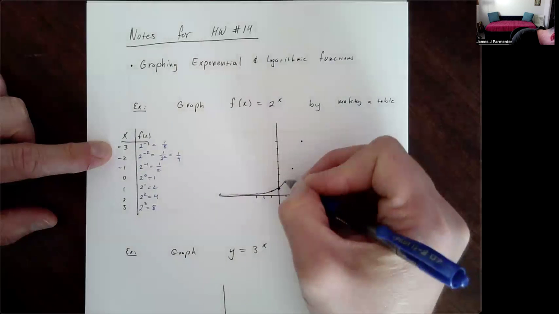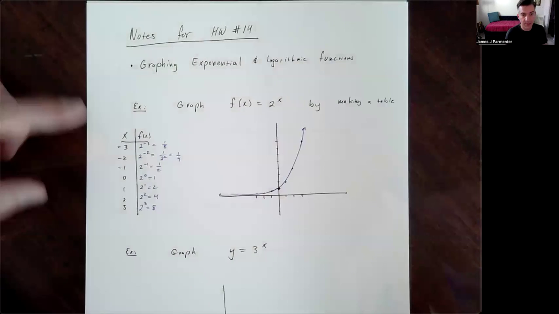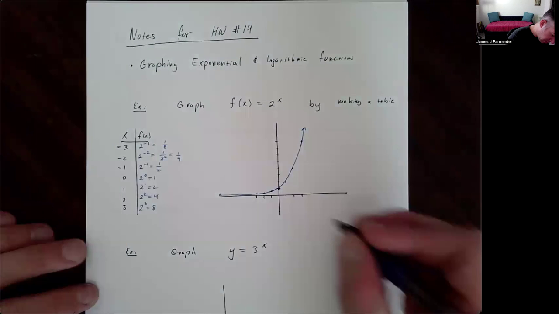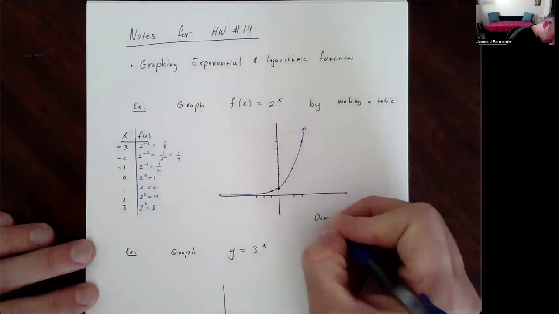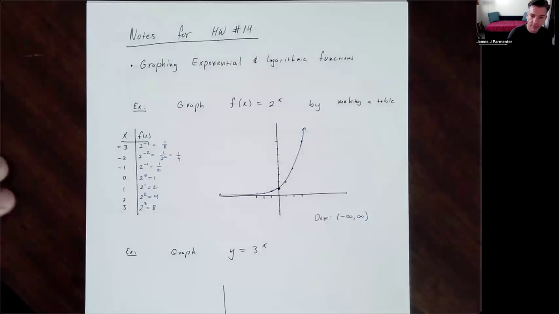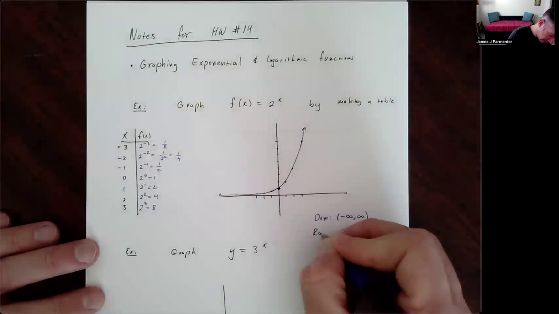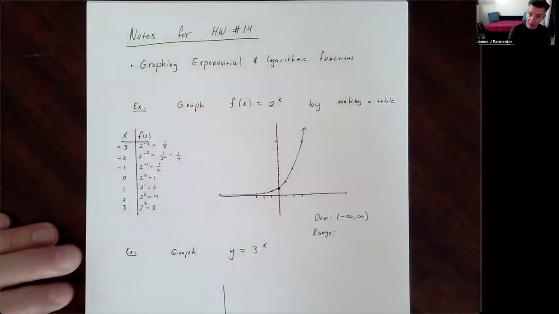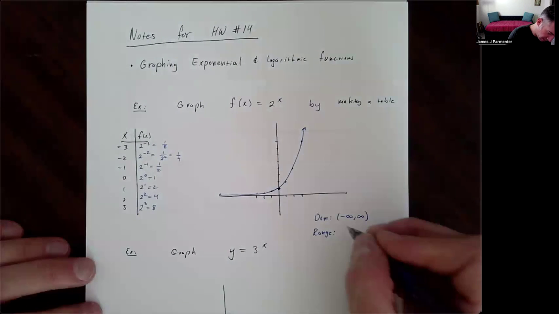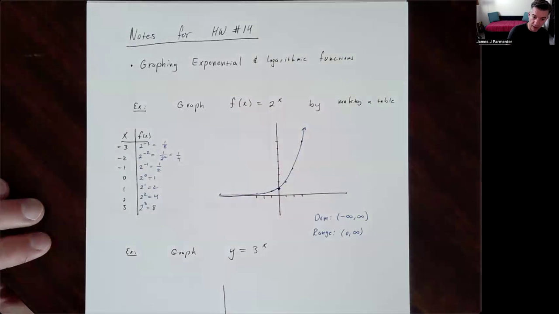We have this long tail to the left, and then it gets really, really steep as you go to the right. A couple things to observe here. The domain of this function is all real numbers. The range of this function is all positive numbers. You can't quite get to 0, but you can get any number larger than 0. So the range is all positive numbers from 0 exclusive to infinity.